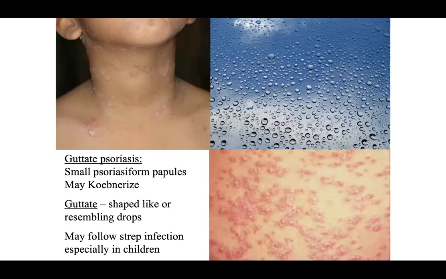Now, guttate psoriasis, they say looks like raindrops, hence the name guttate. So you can kind of see that morphology of these fine papules coalescing into plaques with some fine silvery scale on top. They may Koebnerize, so that means that if you've got mechanical stimulation along the rash, it can actually cause development of new lesions along that mechanical stimulation. So you'll see some linear patterns or geometric patterns. As I said, guttate means shaped like or resembling drops. And as I also just mentioned, it may follow strep infection, especially in children or young adults.